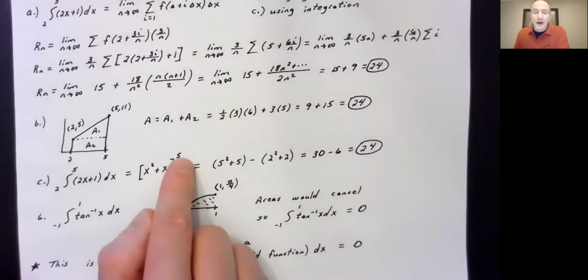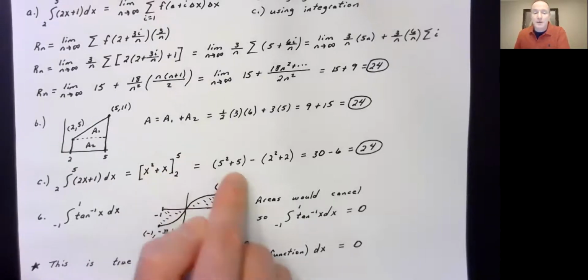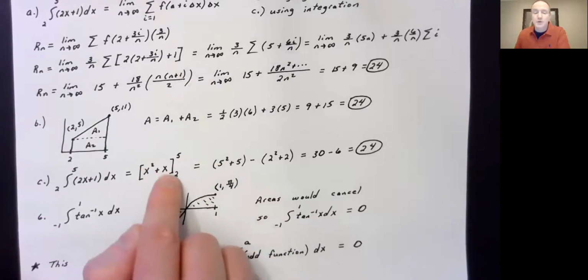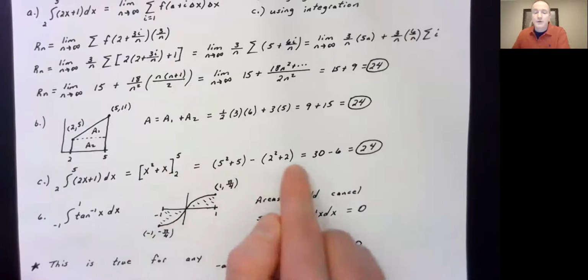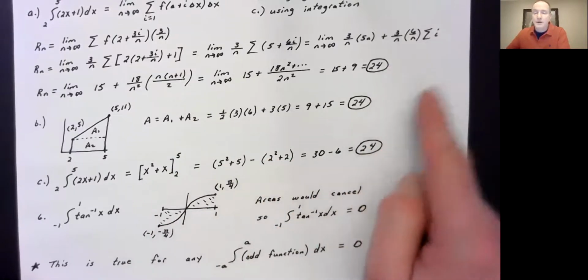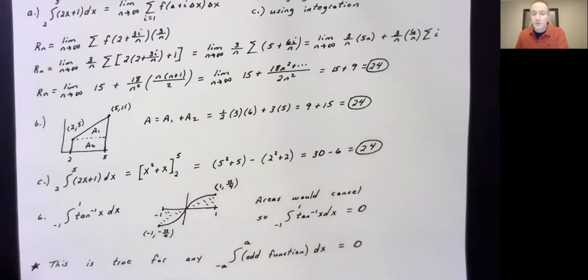Now, when I evaluate this, I plug the 5 in, I'll get 25 plus 5, that's that one, minus the lower limit, which is going to give me 2 squared plus 2. I'll get 30 minus 6, 24. Clearly our answer matches no matter which method we do, which obviously should be the case.